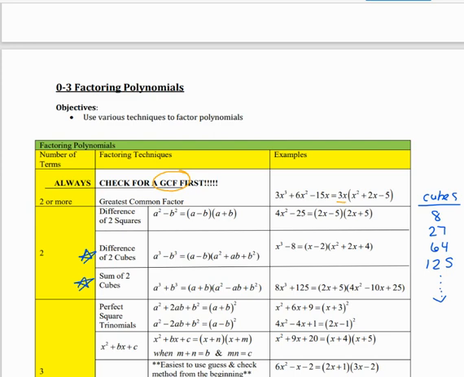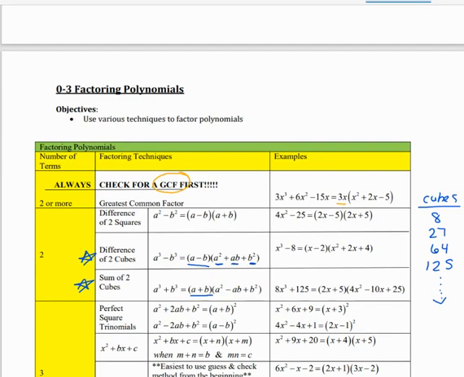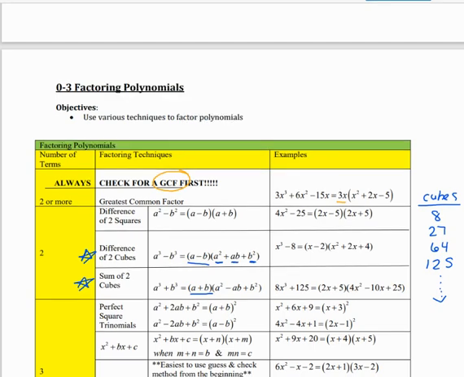So if I have a difference of cubes, we take the cube roots and we pop them in the first set of parentheses. If it's a difference, it's a minus b, aka the cube root of each being subtracted. If it was a sum, we do the cube roots added together. Then we square the first cube root. The last term is the square of the last cube root, and the middle is the product of the two cube roots. Okay, so let's look at an example.